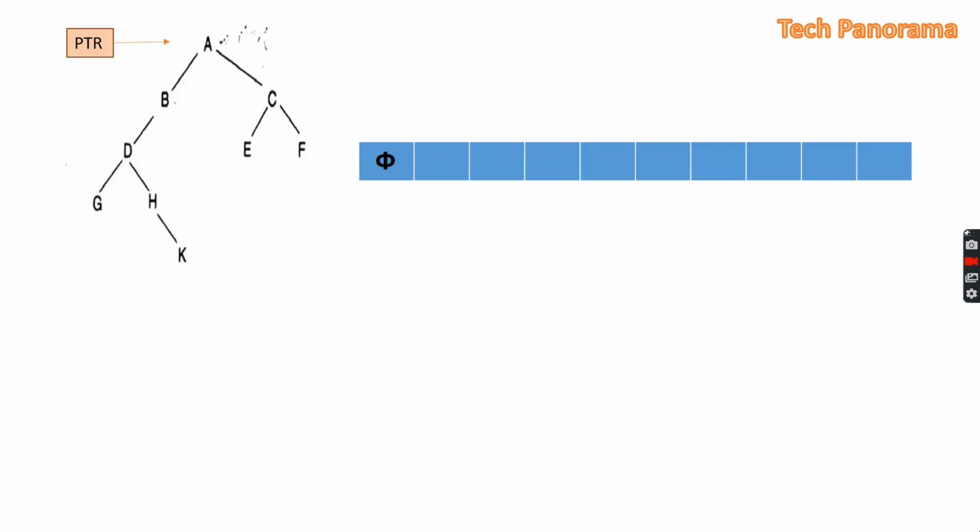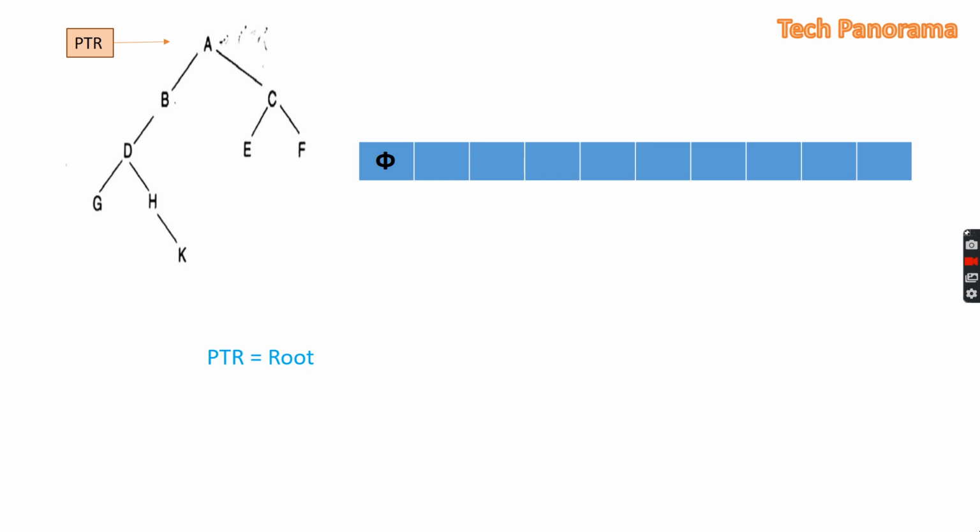So first we will insert null, which we are taking here as a sentinel, into the stack, and set the PTR equal to root. That is your A. Next, we will move leftward, and while moving leftward, we will check its right. If a node has a right, then we will push it into the stack.